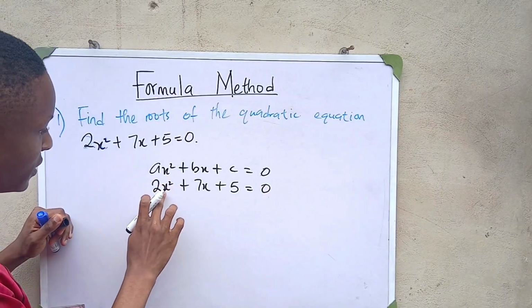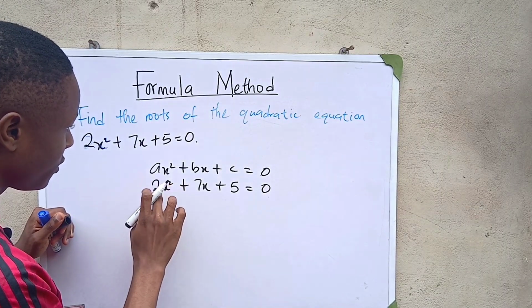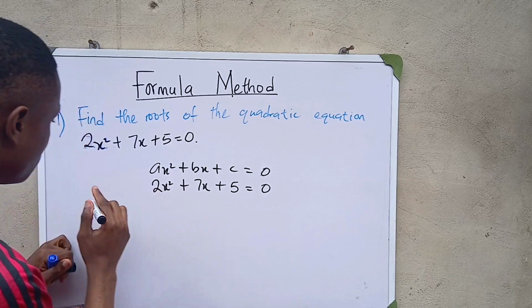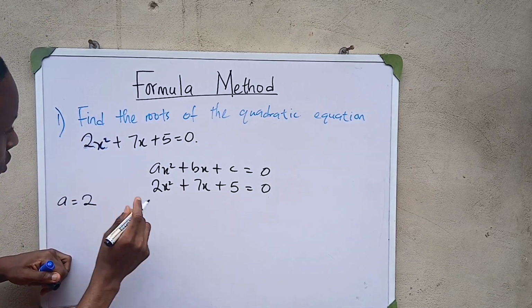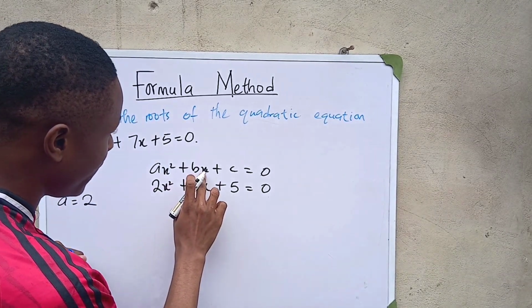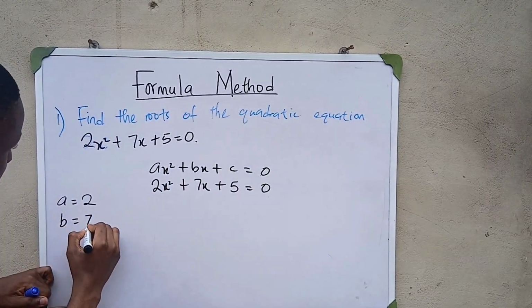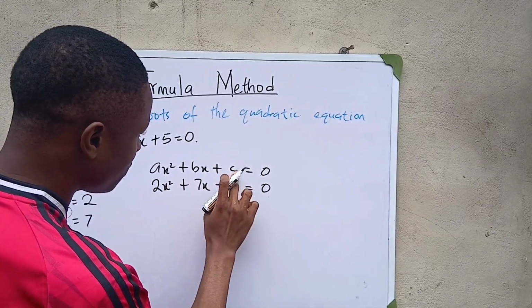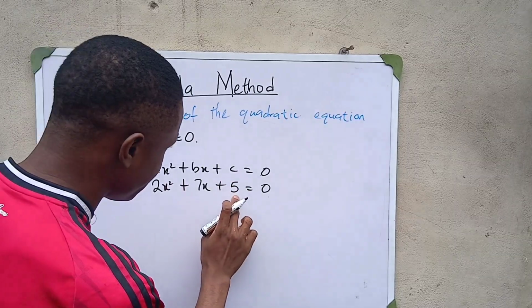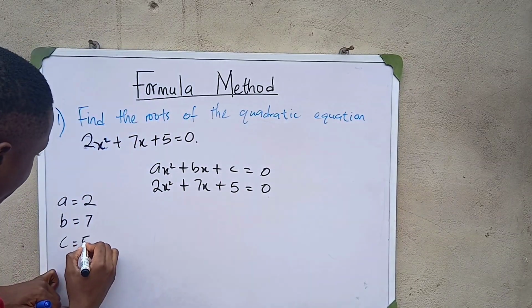So the coefficient of x squared here is a, and the coefficient of x squared here is 2. So therefore a is equal to 2. The coefficient of x here is b and the coefficient of x here is 7. So b is equal to 7. The constant here is c, while the constant here is 5. So c is equal to 5.